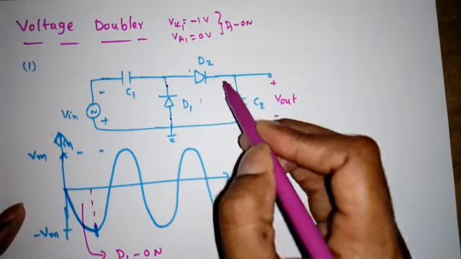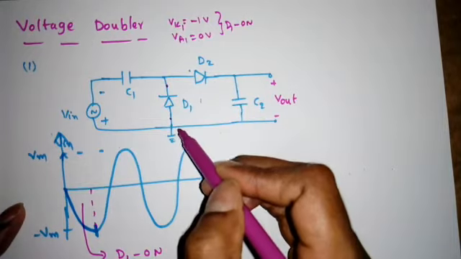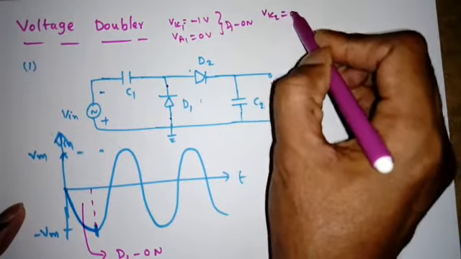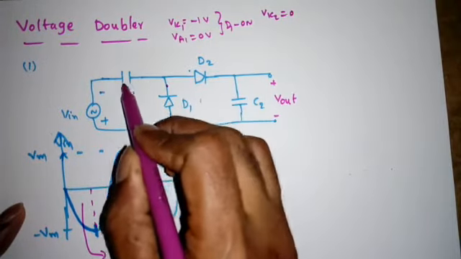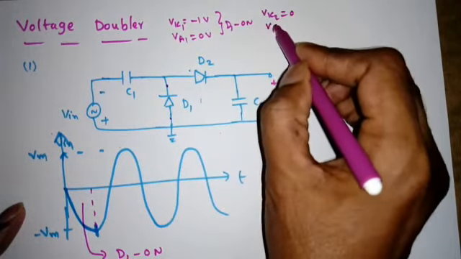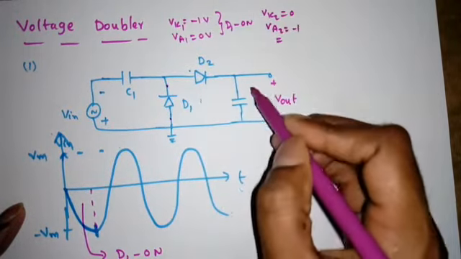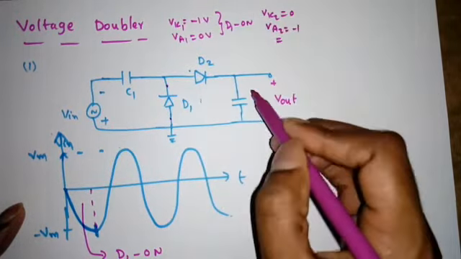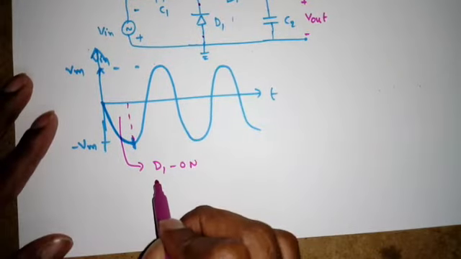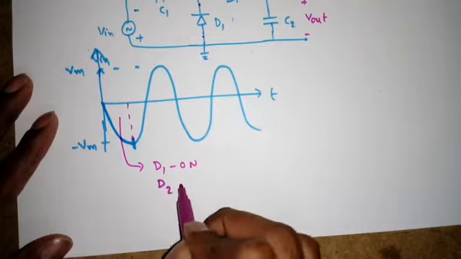But what happens here? Initially the capacitor is uncharged, so whatever this voltage is here, this will appear here. That means VK2 is 0. But VA2 is connected to this one, so whatever VK1, VA2 will be same. So VA2 will be minus 1. Now which one is higher? Cathode voltage is higher. So the diode D2 will be off. So from 0 to minus Vm, the diode D1 is on, D2 is off.